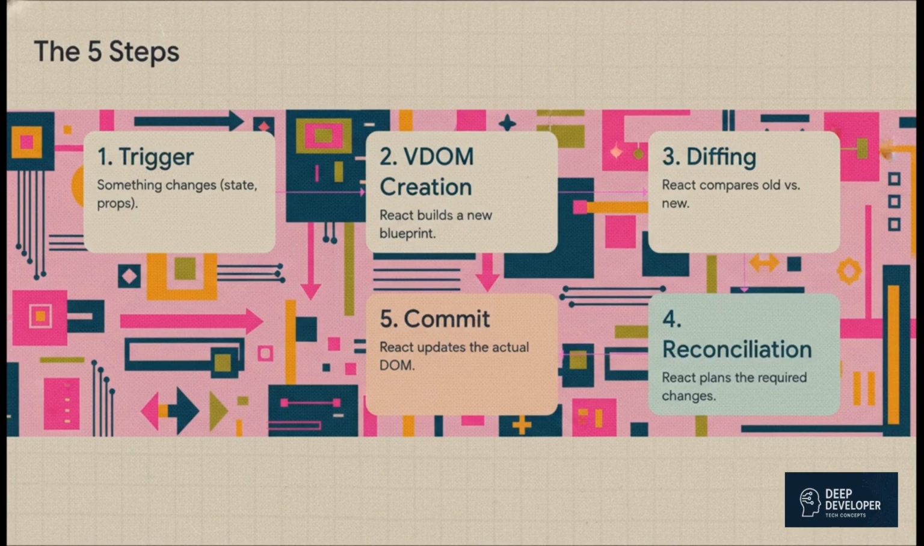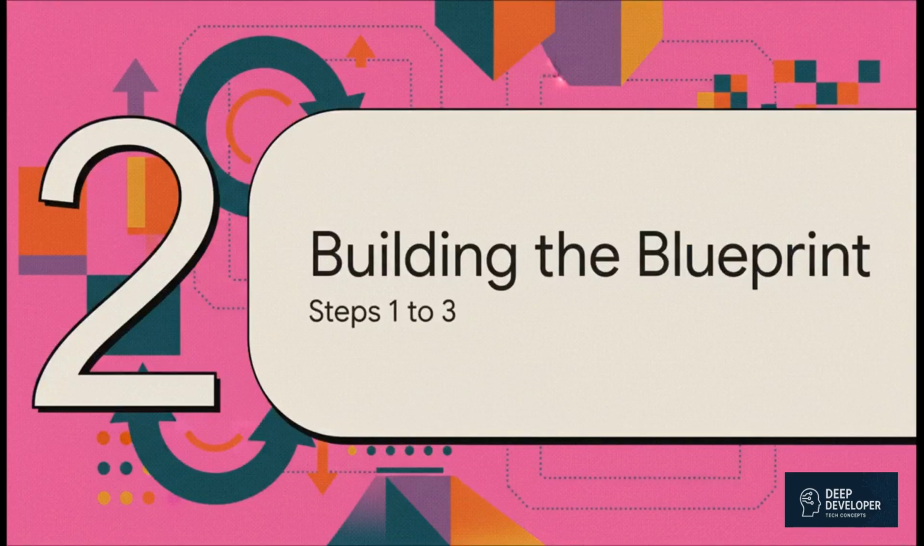You can kind of think of it like ordering a pizza online. You trigger the order, the kitchen gets the new details, compares it to your last order, plans how to make it, and then commits by actually delivering the pizza. All right, let's dive into that first part of the process, building the blueprint. We're going to cover those first 3 steps, the trigger that gets everything started, the creation of that virtual DOM, and the super smart comparison process called diffing.